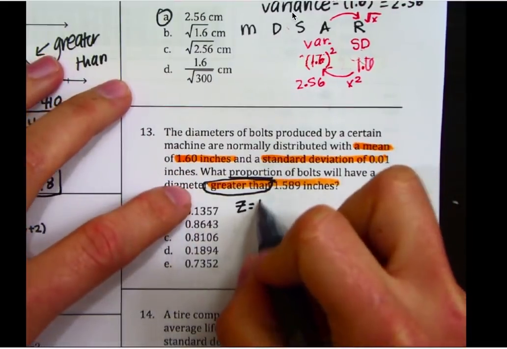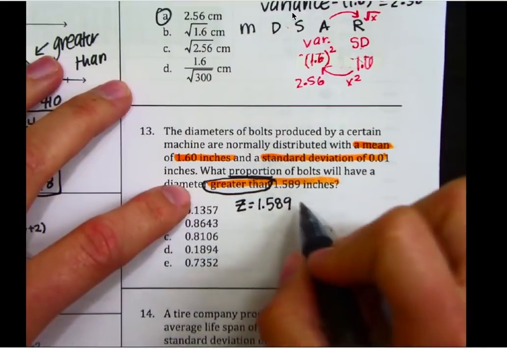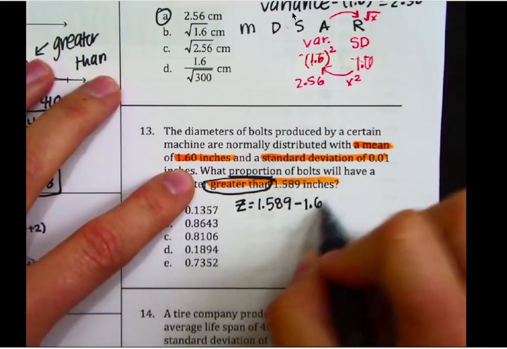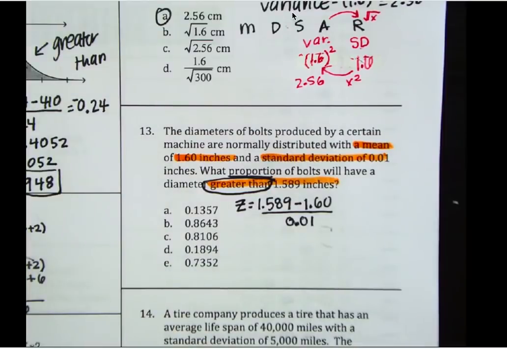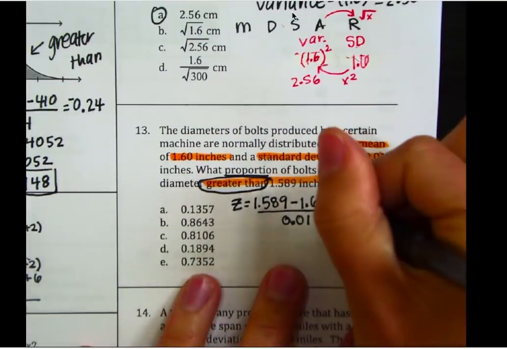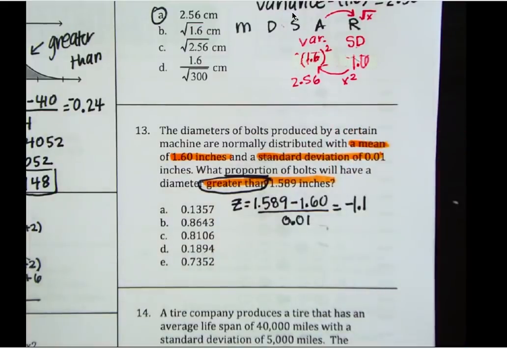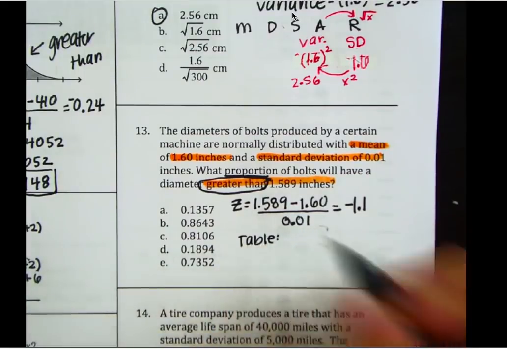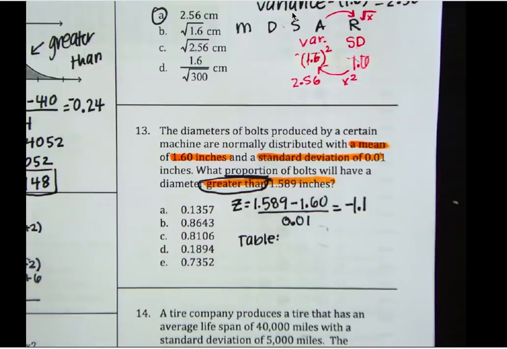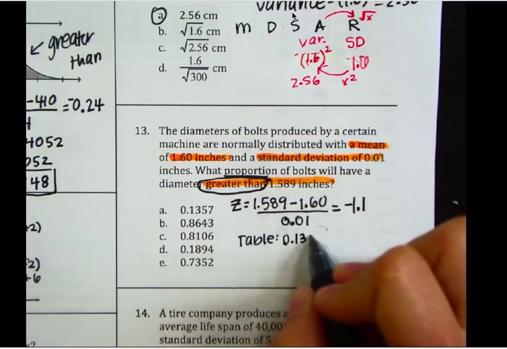So z is equal to my value, they want to know what's greater than 1.589, so that's our value, minus the mean divided by the standard deviation. When you do that in your calculator, you are going to get a z-score of negative 1.1. So we're going to look that up in our table so that we can find the area less than. Looking that up in the table, negative 1.1 gives us the area of 0.1357.